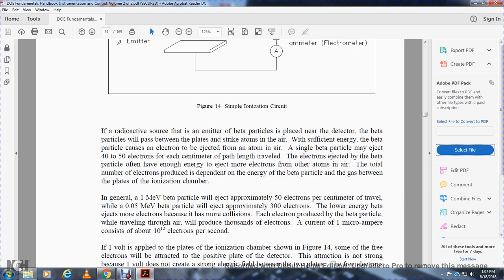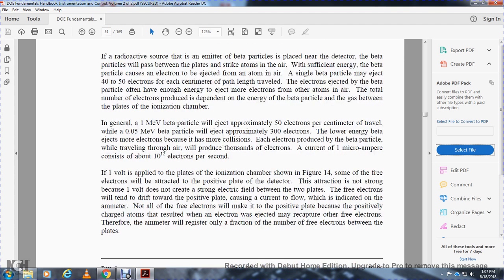In general, a 1 million electron volt beta particle ejects approximately 50 electrons per centimeter of travel, while a 500 thousand electron volt beta particle ejects approximately 300 electrons. The lower the energy of the beta particle, the more electrons are ejected because of more collisions. Each electron produced by the beta particle traveling through air will produce thousands of electrons. A current of 1 microampere consists of about 10 to the 12 electrons per second.